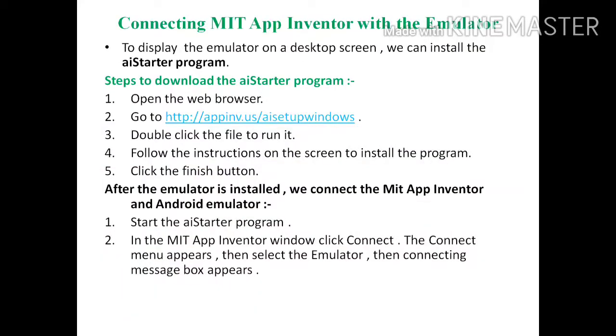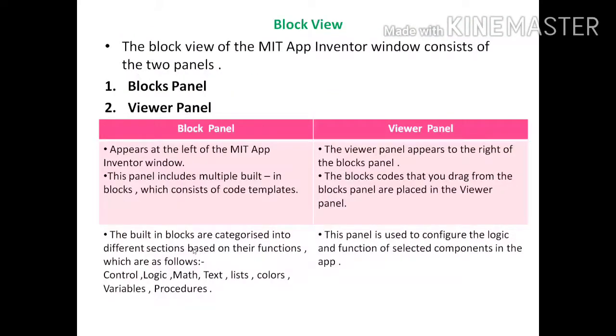The built-in blocks are categorized into different sections based on their functions, which are as follows: control, logic, maths, text. If you want to control like type of the templates, these are categorized into different sections according to their functions. This panel is used to configure the logic and function of selected components into the app. Okay, so these are the two types of the panels inside the block view.